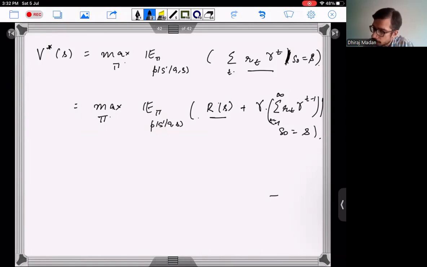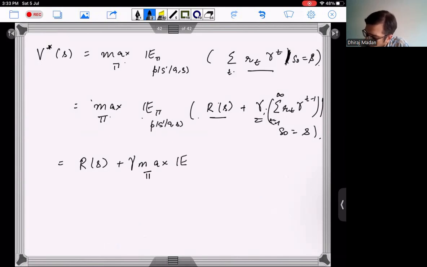Now R of S I can take outside this expectation, and also outside the max, because R of S is independent of our policy. So then I get R of S plus max over pi. And gamma also I can take outside the expectation and outside the max. So I can rewrite it as plus gamma times max over pi, expectation over pi, P of S prime given A and S. I haven't specified what A and S are, but essentially this is the transition distribution we are using. And then I have this sum over T from 1 to infinity of R_T gamma to the power T minus 1, given S.